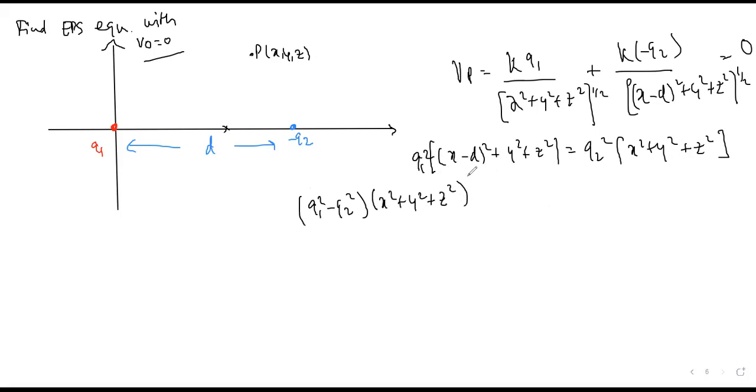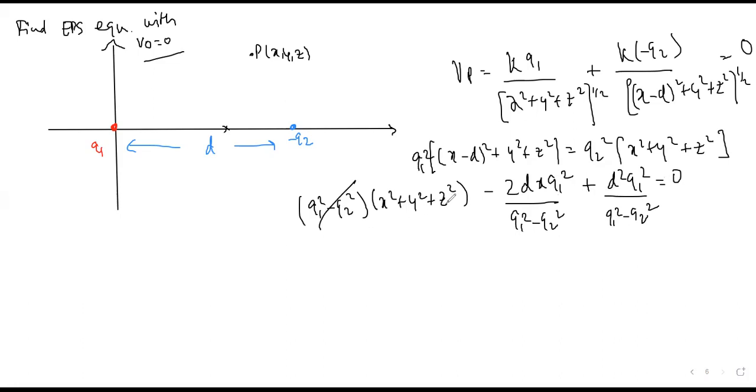And what is left? Minus 2dx q1 squared, plus d squared q1 squared. These are the terms that we get. Please go through this. I can get rid of this q1 squared minus q2 squared in this way. If you observe, the form of x minus a whole square is coming.